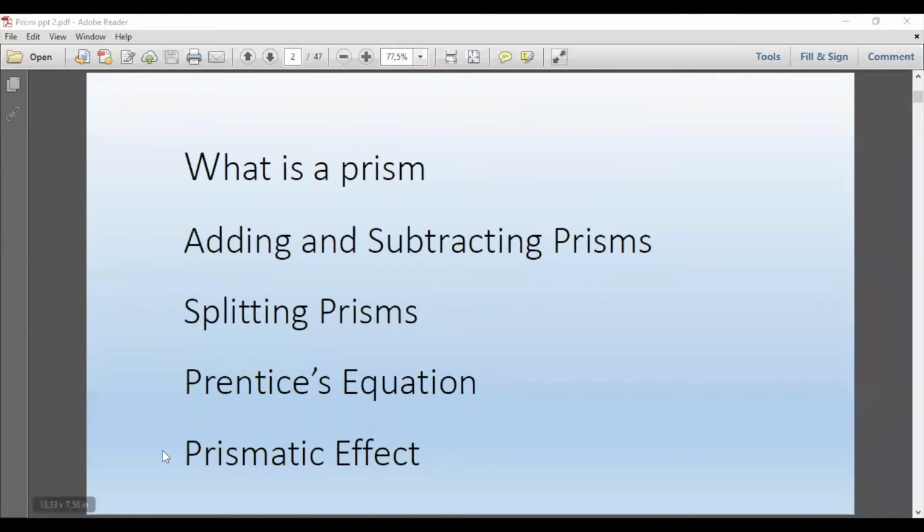Now, before we get to prismatic effect, you've got to understand the basics of prism, what a prism is, what it does, how to add and subtract prisms. Now, you may be asking the question, why do we have to know how to add and subtract? Well, this is when it comes to prescribing lenses where, let's say, your scripts are not quite the same. And when you start rotating your eyes, you're going to start incorporating prismatic effect.